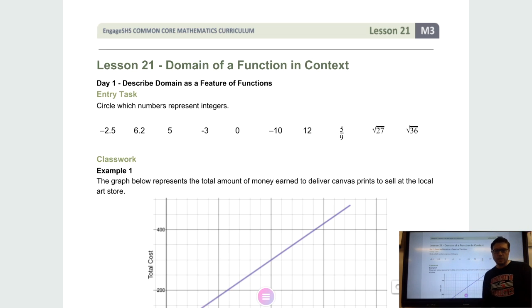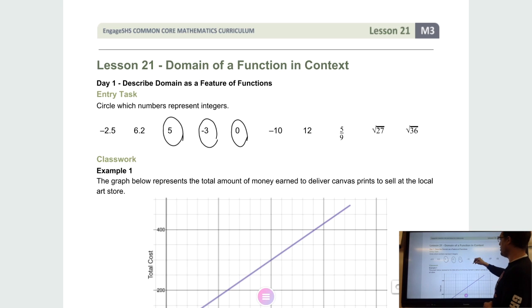Circle which numbers represent integers. An integer is a number that is a whole number, not a fraction, not an irrational, so only the things that are whole values, positives, negatives, zeros, like 5, -3, 0, -10. All of those are integers. There are 2 more, and you figure out the other 2.